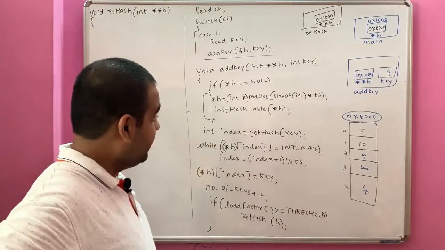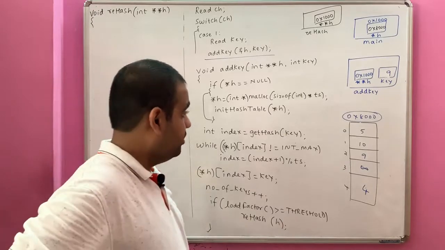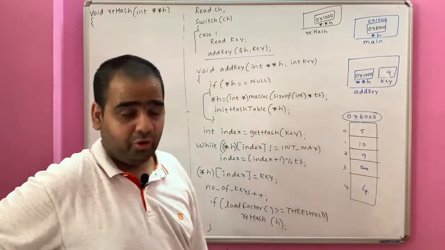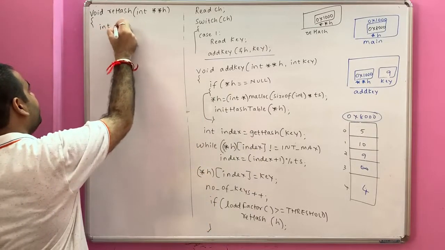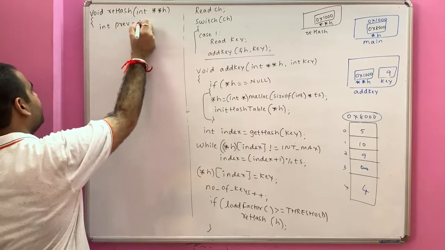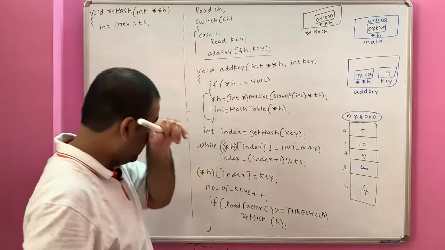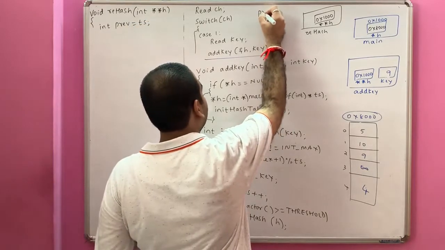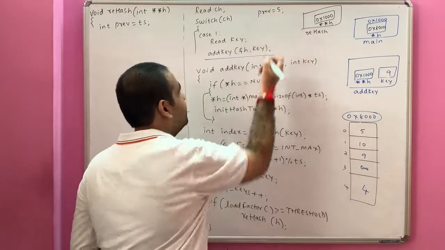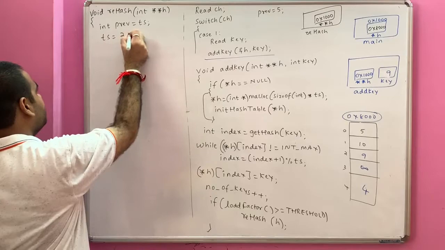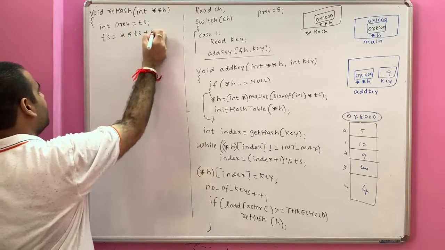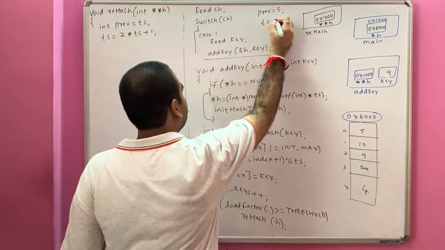Now the next thing is you have to increase the table size, but before increasing the table size, store the previous table size. Let me say int previous table size is equal to ts. Now what will be the value of previous? The value of previous will be 5. Now the table size has to be increased. We say table size is equal to 2 into table size plus 1. Now table size will become 11.